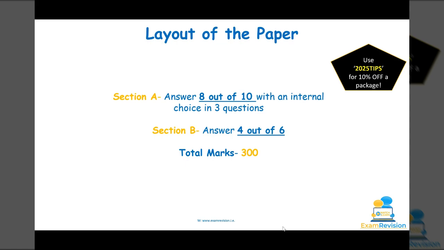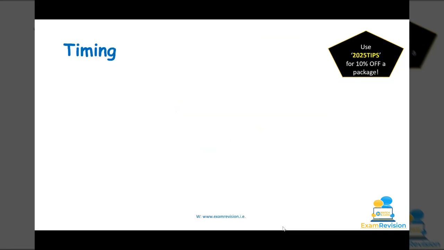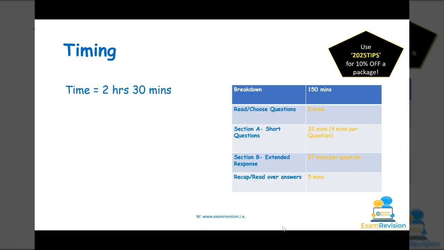So in Section B, I believe in it, stick with your 4 questions. Only do a 5th question if you're not sure if your 4th or 5th is good enough. Timing wise, then, if you break it down, 2.5 hours is 150 minutes. So what I'm proposing is spend 5 minutes at the start of the paper, just settling yourself down, reading your questions, picking your best questions, picking the question that you know all parts of, or the best question that you can do.